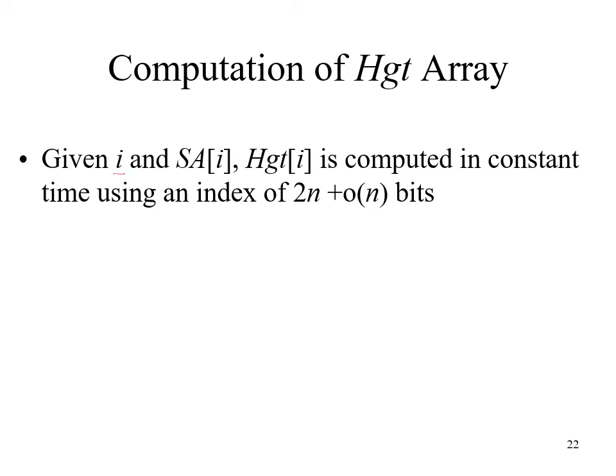Given I and SA[I], height[I] is computed in constant time using an index of 2n plus little o of n bits. So we can compress the height array from log n bits per entry to just 2n bits. Okay. So how to compress?